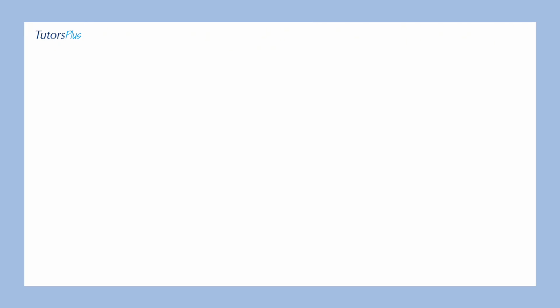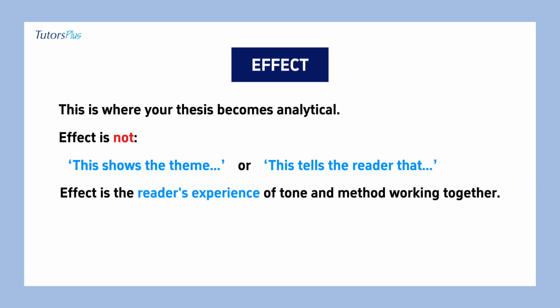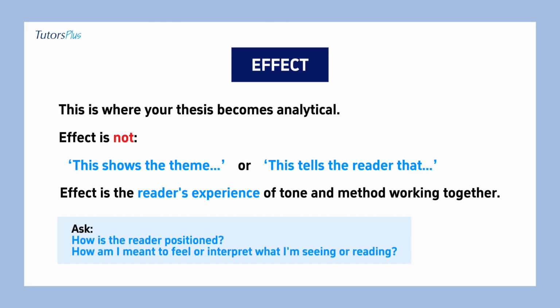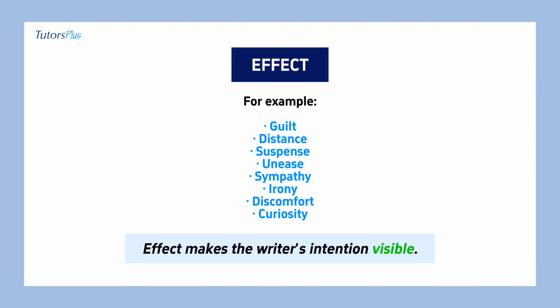And then we move into the effect. And this is where your thesis becomes analytical. Now, effect is not "this shows the theme of da-da-da" or "this tells the reader that da." Effect is the reader's experience of tone and method working together. So you need to ask yourself, how is the reader positioned? How am I meant to feel or interpret when I'm seeing or reading? For example, if we look at guilt, distance, suspense, sympathy or irony, curiosity even, these are all effects that make the writer's interpretation visible.